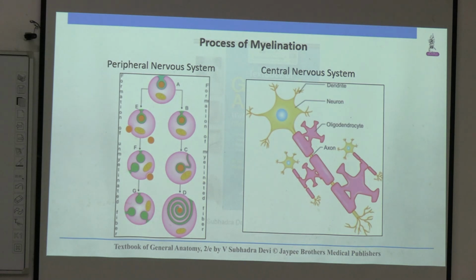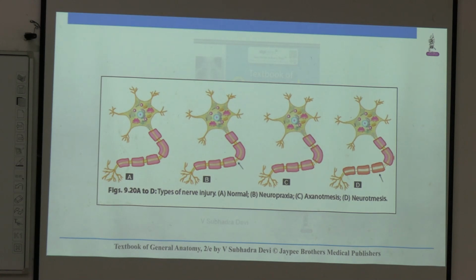And myelination in the central nervous system is done by another glial cell, which we call oligodendrocytes. These are the two names you have to keep in mind with regard to glial cells. So Schwann cells for peripheral nervous system myelination, and oligodendrocytes or oligodendroglia for the central nervous system. These are the two things about myelination that you have to keep in mind.